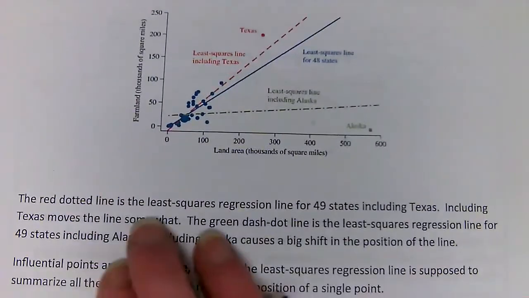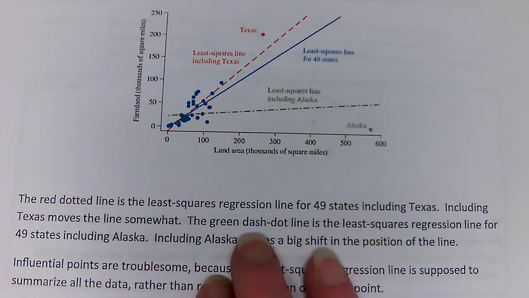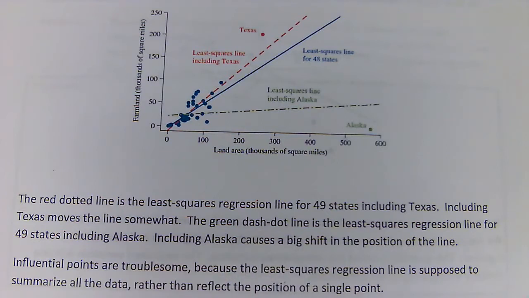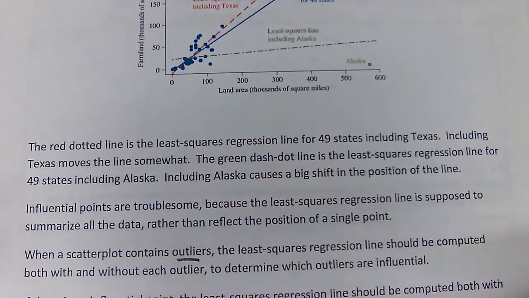So the red dotted line is when we include Texas, and it moves the line somewhat. The green dashed line is if we include Alaska, so it caused a big shift. So influential points are troublesome because we want to summarize all the data rather than reflect the position of a single point. So when we contain outliers, the least squares regression line should be computed both with and without each outlier to determine which outliers are influential.